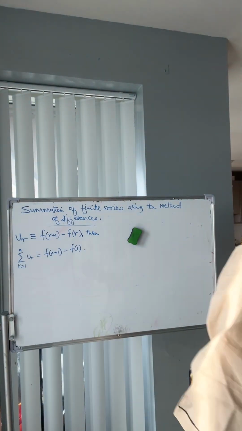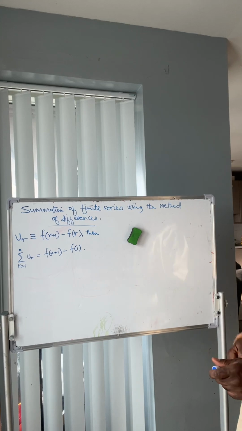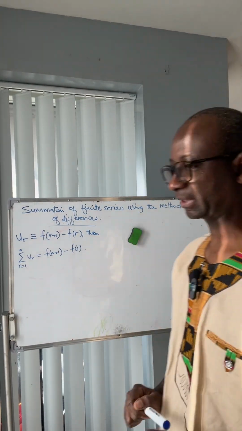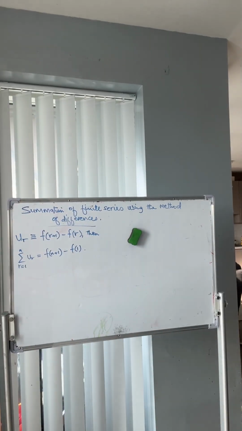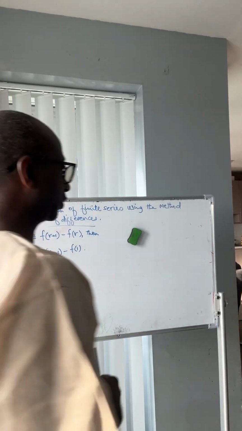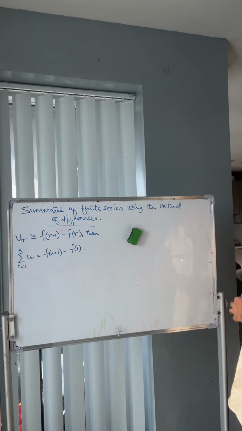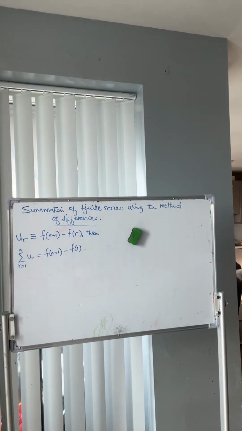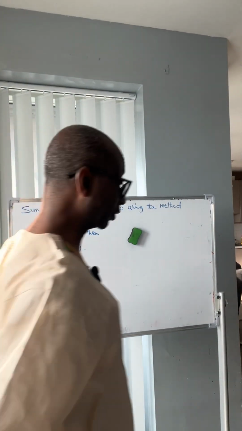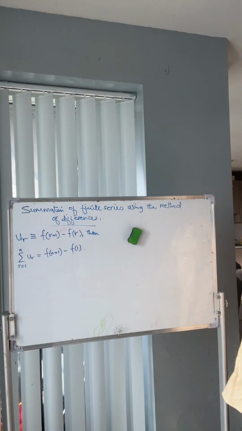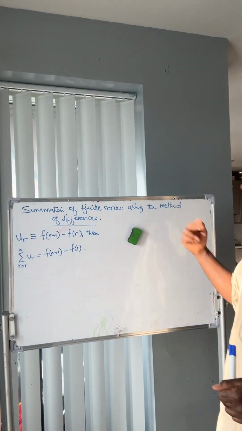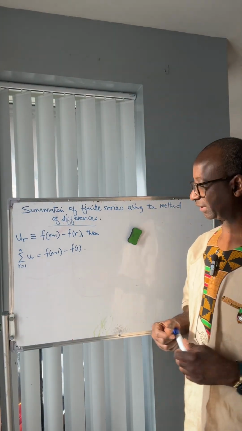We are looking at summation of finite series using the method of differences. We already solved problems using the standard methods we know. We are very familiar with the standard methods, given some already standard formulas. You have to use them to solve a given problem. But this is a different method, called the method of differences.